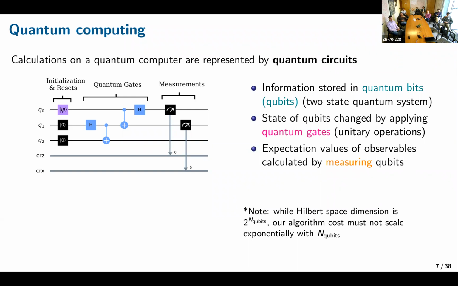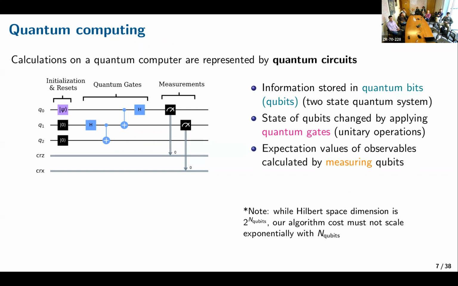So with a quantum computer, instead of storing information in classical bits, you store it in quantum bits. These are two-state systems. They can be in any superposition of a 0 state or a 1 state. And you can change the state of your qubits by applying quantum gates, and these are unitary operations. And once you are done, at the end of the day, you calculate whatever you're interested in by measuring the state of your qubits after acting on them with gates.